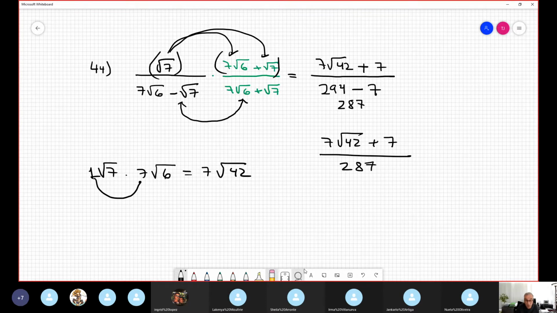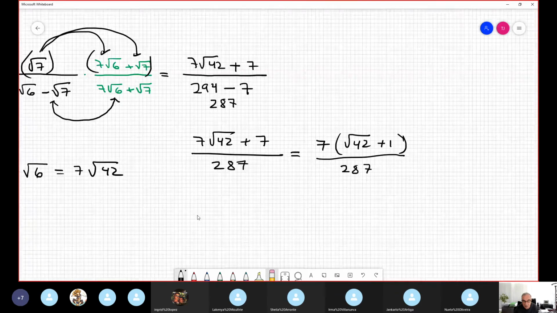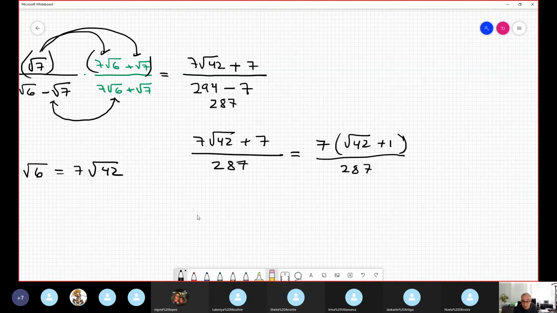I suppose not. Why not? Because I can see that 7 is a common factor, and this number ending in 7 may be divisible by 7. Then we have radical 42 plus 1. I factor out 7 over 287. Simplifying, 287 is 7 times 41, as I discovered in my calculator. I cancel out this 7 and this 7, and the final answer is radical 42 plus 1 divided by 41.